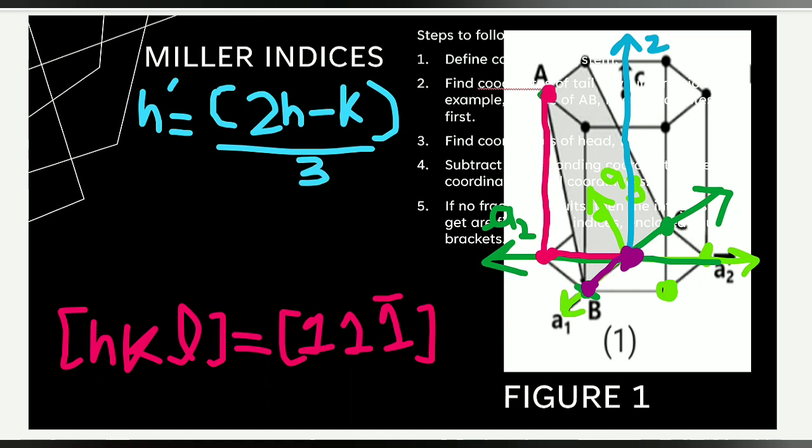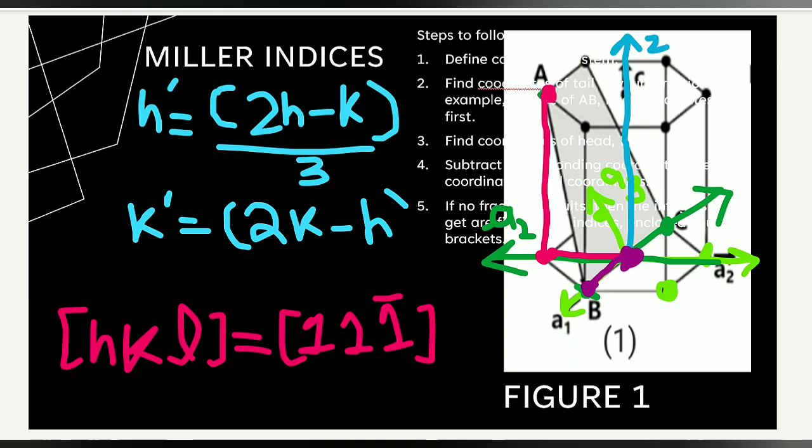This is H. Now if you want to find K prime, the formula is almost similar, but we will replace. If you are finding K prime, then we will have 2K minus H. You can see the formulas are almost similar, divided by 3.